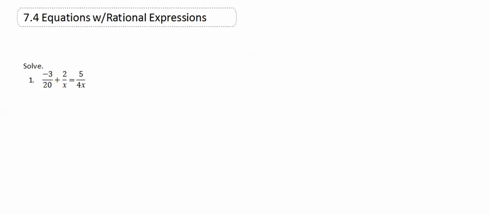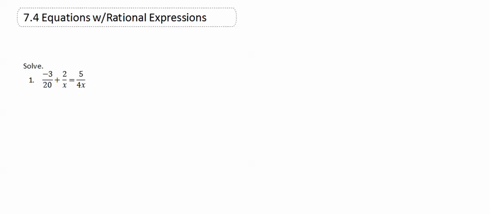Today's lesson 7.4, Equations with Rational Expressions, we'll be taking a look at just a few examples of how to basically solve an equation that has fractions in it. You'll notice that this will be very similar to what we did in the previous sections. What we're going to do is take a look at our equation, negative 3 over 20 plus 2 over x equals 5 over 4x.